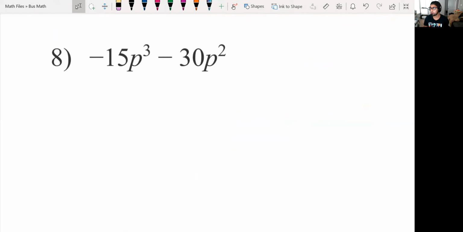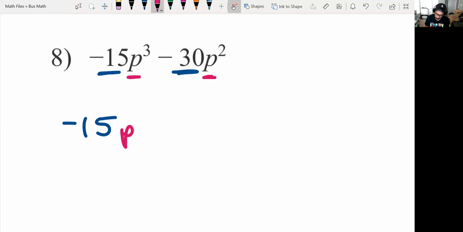Okay, number 8. Doesn't look too crazy, right? Numbers first, negative 15, negative 30. Looks like the greatest common factor is going to be a negative 15. And then p cubed and p squared, we can take out p squared. There's the greatest common factor.